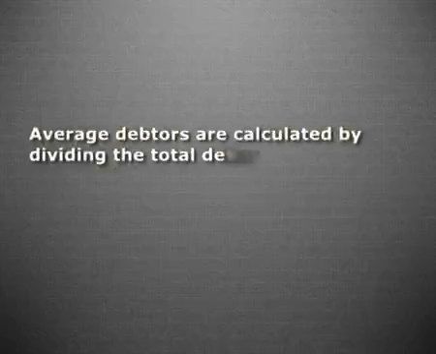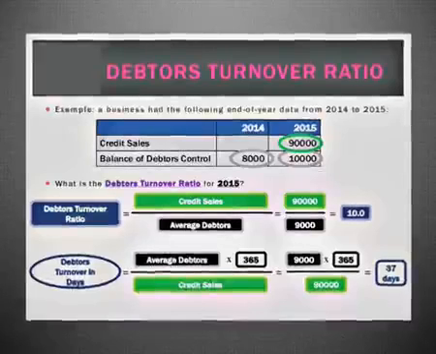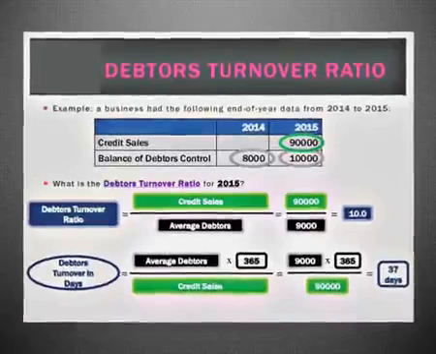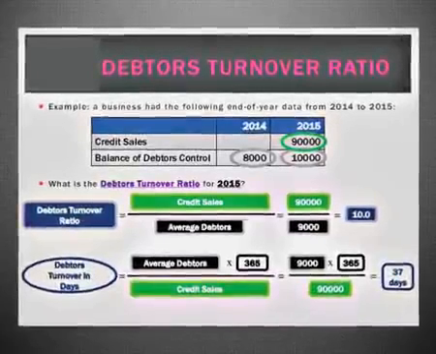Debtors turnover ratio establishes the relationship between net credit sales and average debtors of the year. Average debtors are calculated by dividing the total debtors in the beginning and at the end of the year by 2. This ratio is used to test the efficiency or speed with which the debtors are converted into cash.